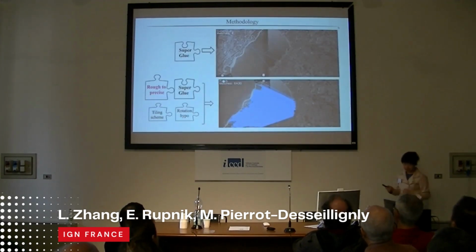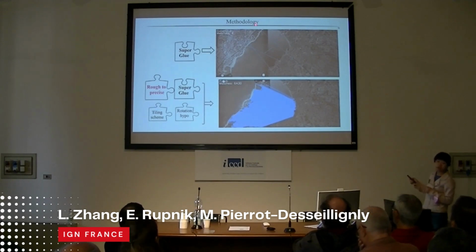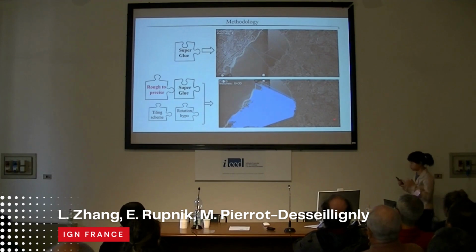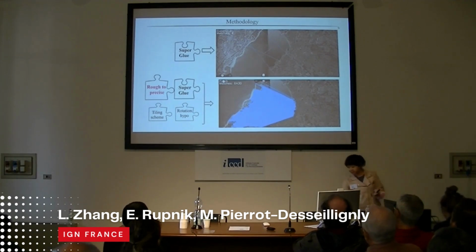Here I displayed the matches found by SuperGlue. As we can see, we don't have any good matches. But when combined with our three ideas, we can get a lot of good matches well distributed in the whole block.